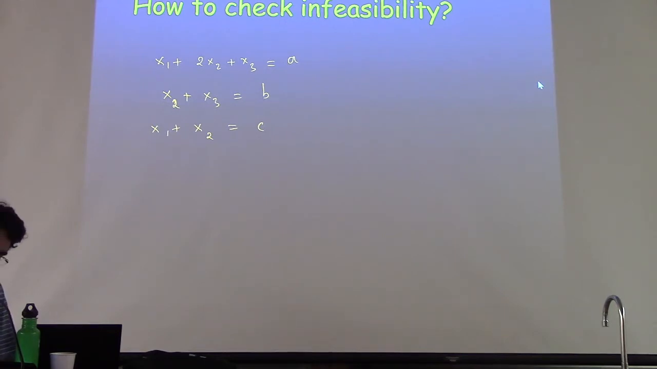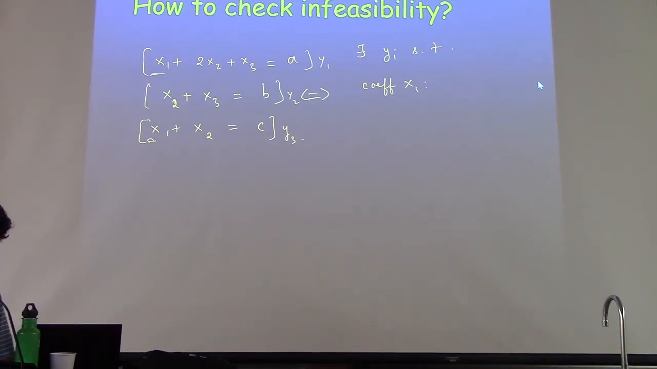What did we say? We said that this is infeasible if and only if there exist yi such that if you multiply this by y1, this by y2, this by y3, you get 0 equals 1. So what does that mean? What's the coefficient of x1 when you multiply these equations and add? The coefficient of x1 is there only here and here. Here the coefficient is 0. So it's just y1 plus y3. Coefficient of x2. What is the coefficient of x2?